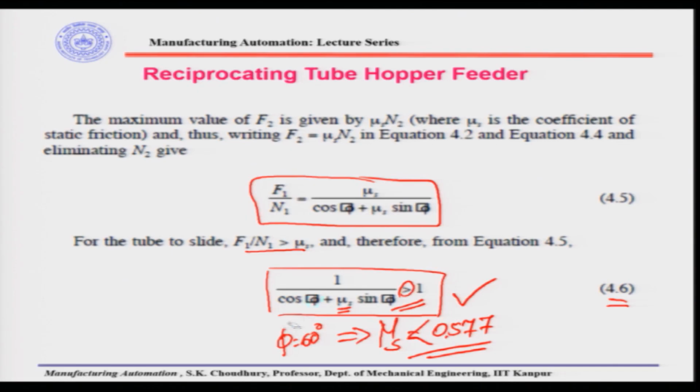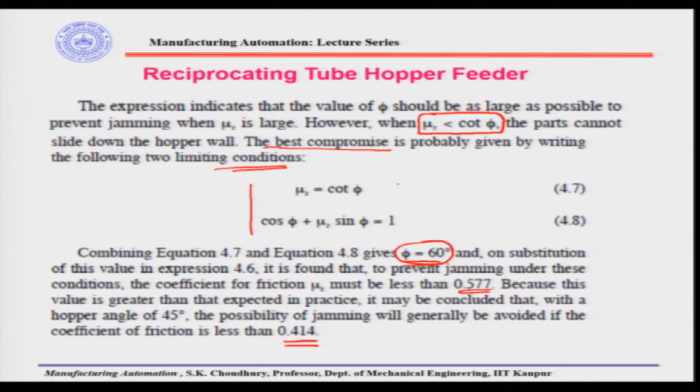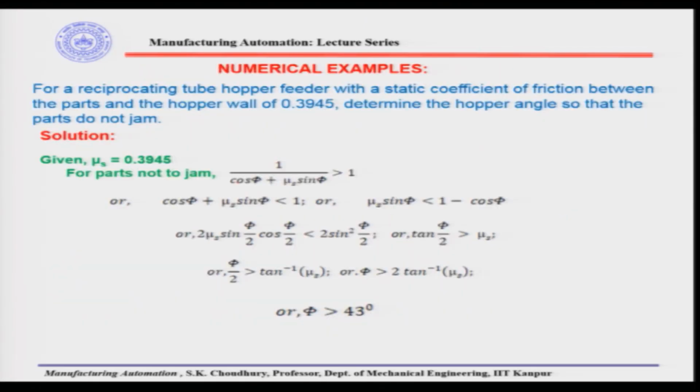And from here, what we said is that these are the limiting conditions. So, in this example we are saying that 1 by (cos phi plus mu s sin phi) should be more than 1 for parts not to jam. From here we get cos phi plus mu s sin phi is less than 1 if it is reversed, or mu s sin phi is less than 1 minus cos phi. Then we expand that and find that tan phi by 2 is more than mu s. And finally, we get that phi is more than 2 tan inverse of mu s.